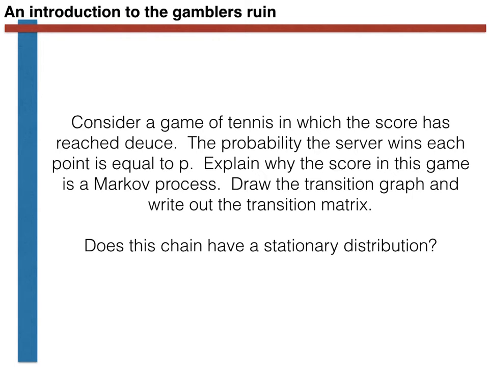Given this description, I would like you to pause the video for a moment and explain on a piece of paper why the score in the game can be modelled using a discrete Markov chain. I would then like you to write out the transition graph for this chain and to identify the transient and recurrent states. Lastly, try to note down whether the chain has a limiting stationary distribution or not. Pause the video and do this exercise now.